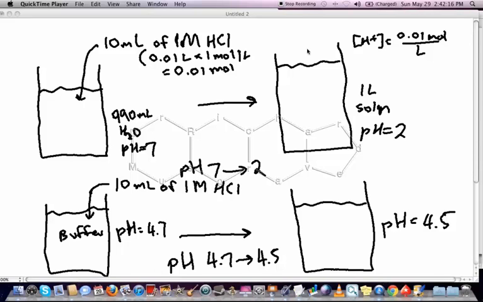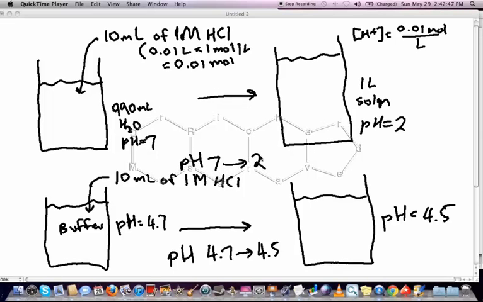10 mils of 1 molar HCl is going to contain 0.01 moles of H+. So when I dump that into the water, I'm going to end up with 1 litre of solution. 990 plus 10 is 1 litre. And because I've got 0.01 moles per litre of H+, that means the pH is going to be 2. So upon addition of 10 mils of 1 molar HCl, the pH has dropped from 7 to 2.